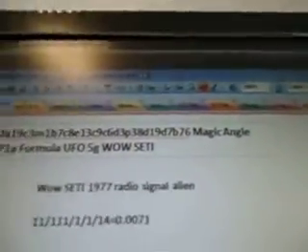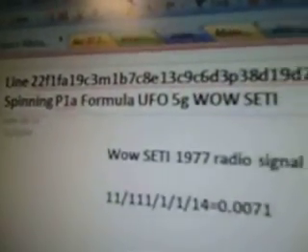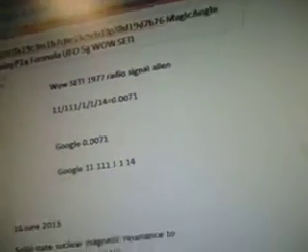Okay, so this is 7b76 continued. I have to do another video. What I did was do the magic angle spinning part 1a formula for the last one, and I make this one part 1b formula UFO. There's the alien radio signal, and June 16, 2013.